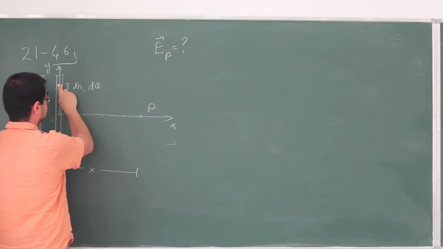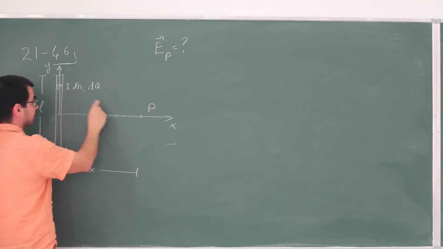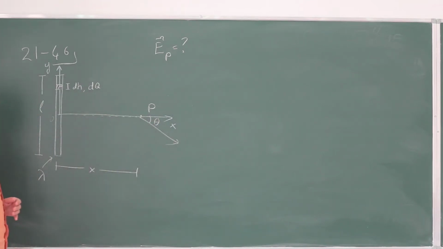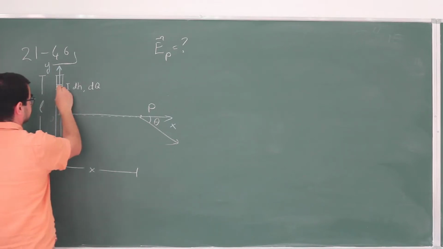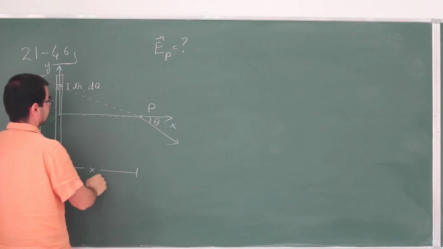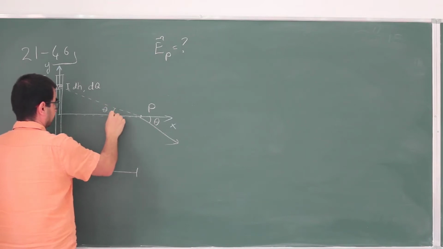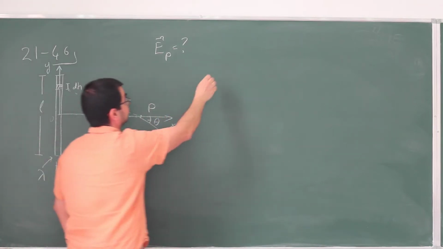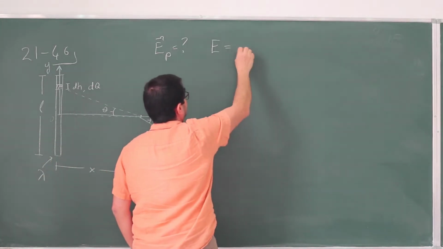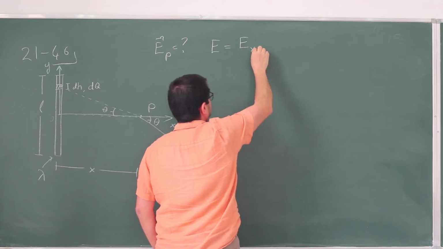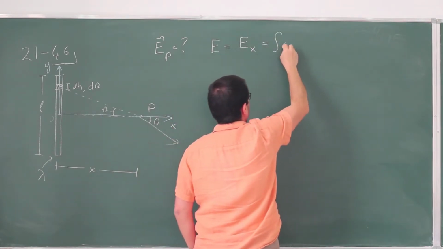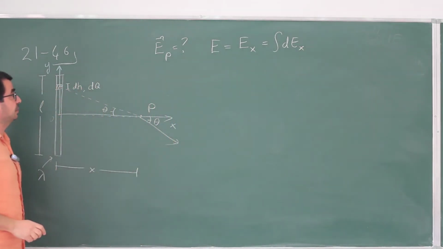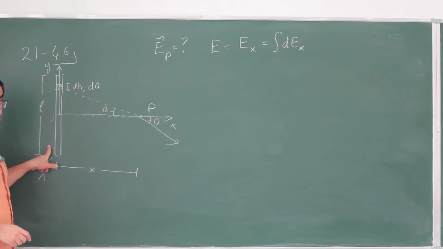So if I'm trying to calculate the electric field for this one, I actually only need to calculate the x component. So let's combine this, and this angle is also going to be theta because these are inverse angles. So the electric field is just going to be the x component of the electric field, and this is going to be the integral of the x component of each little infinitesimal charge lying along this rod.